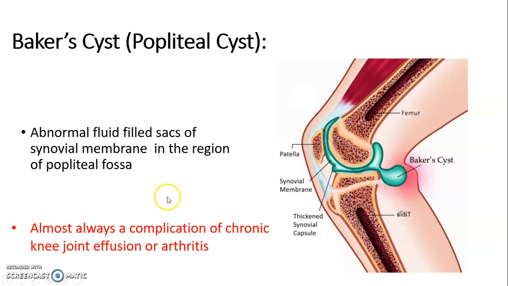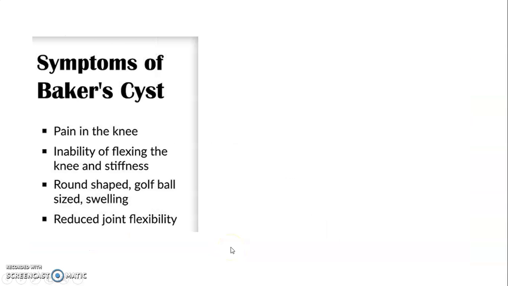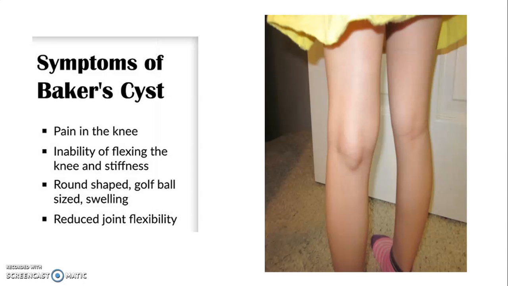Baker's cyst is almost always a complication of chronic knee effusion or arthritis. Symptoms of Baker's cyst include pain in the knee, inability of flexing the knee joint and stiffness. Then a round-shaped golf ball sized swelling is felt in the popliteal fossa. As you can see in this picture, this is the Baker's cyst, a golf-sized round-shaped swelling, and the joint flexibility is reduced because of this popliteal cyst or Baker's cyst.